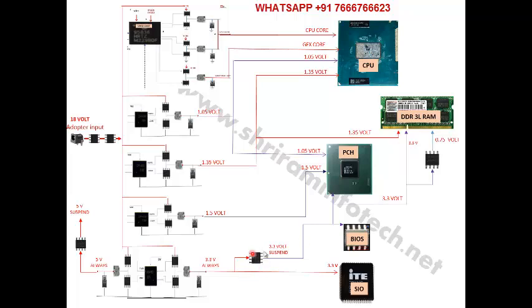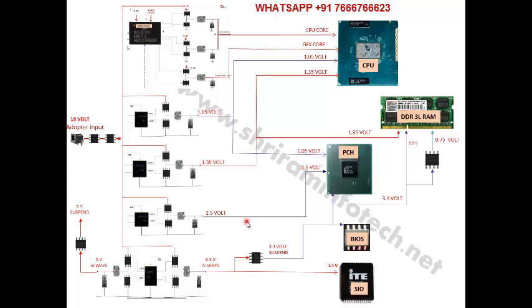But how is this voltage going? Through a MOSFET. This side voltage is called the always voltage. This side voltage is called the sustained voltage. When the power on button is pressed, this voltage is generated. Then 1.5 volt is given to the PCH, and 1.35 is given to the RAM and processor.